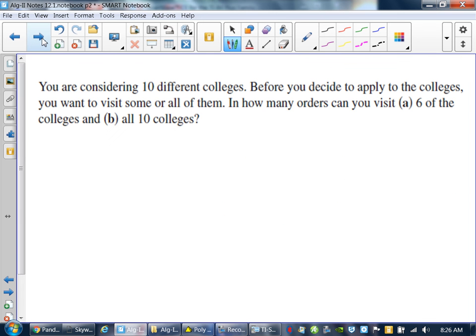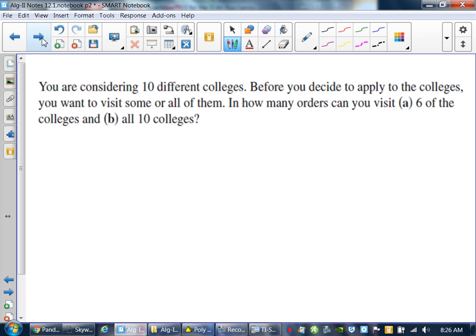You are considering 10 colleges. Before you decide to apply to colleges, you want to visit some or all of them. In how many different orders can you visit 6 of the colleges or 10 of the colleges?